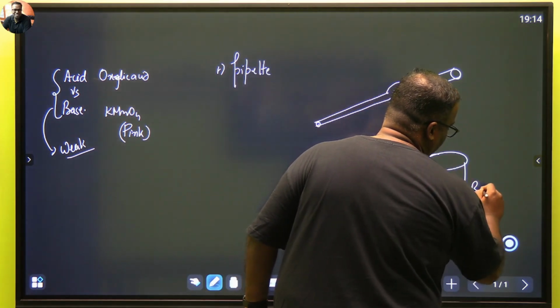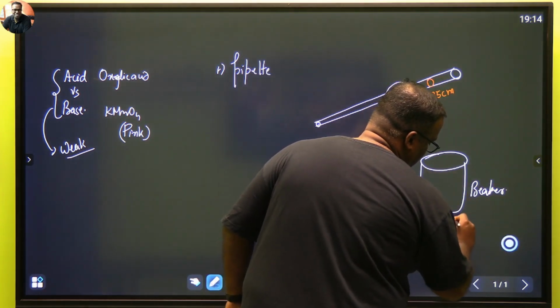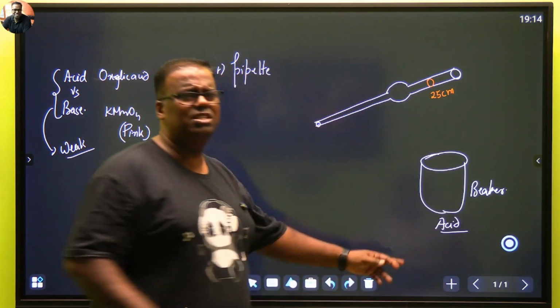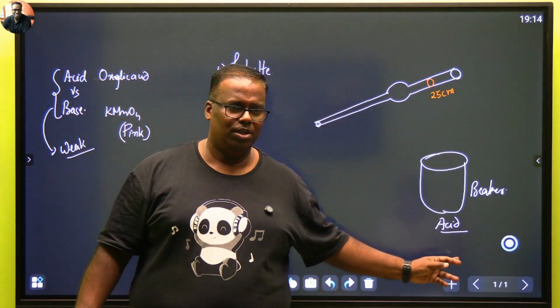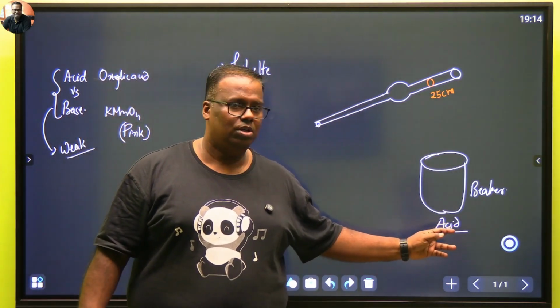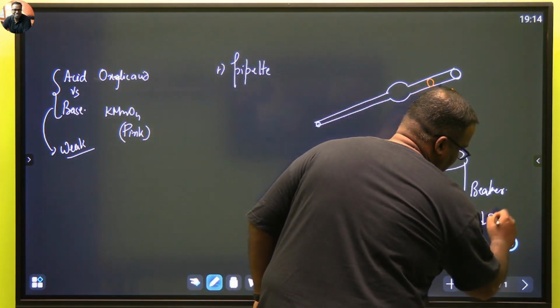There will be a beaker, and in this beaker, the acid will be kept. Acid means it's a very weak organic acid. We don't use sulfuric acid and all. So my first job is, and here the acid, which is my standard solution, will be kept.